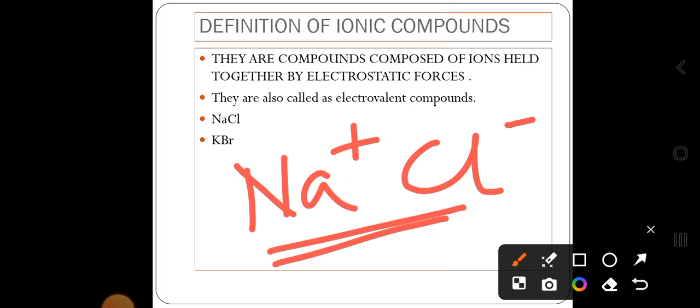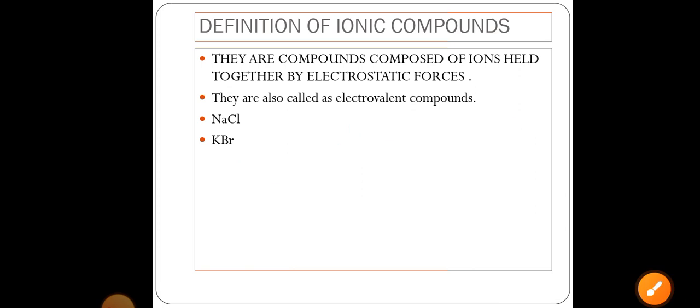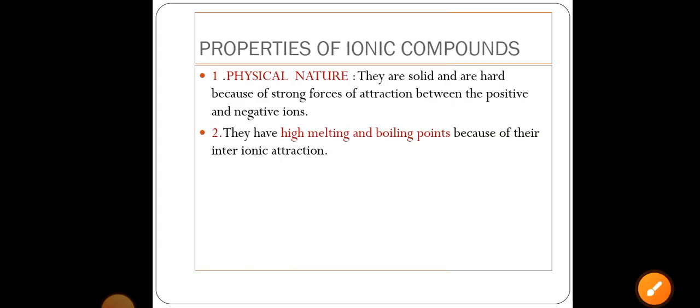And whenever there is electrostatic force, remember students, the entire compound will be very strong. That means with respect to any physical properties like melting point and boiling point, it will always be high. Similarly, I've given one more example, KBr. Now let's go through some of the properties.